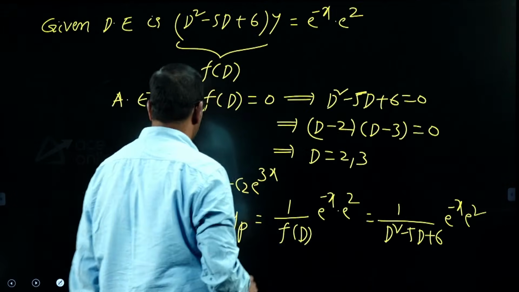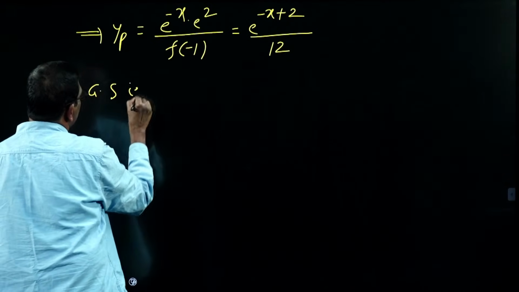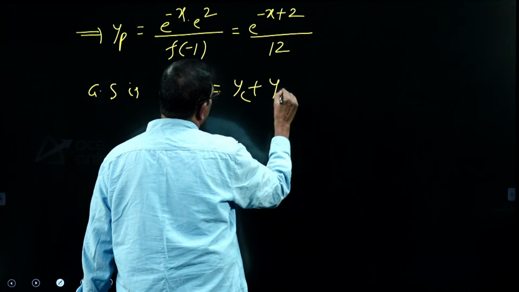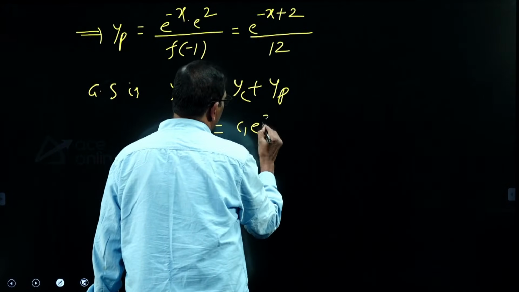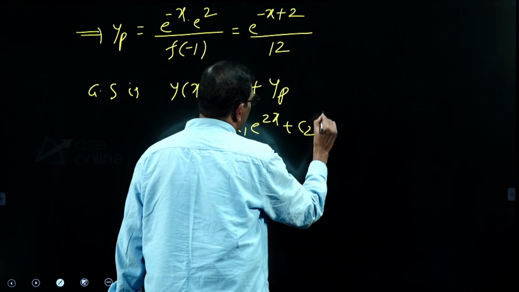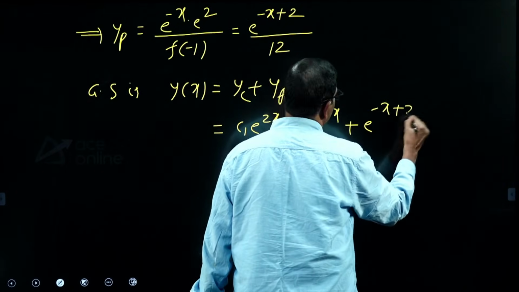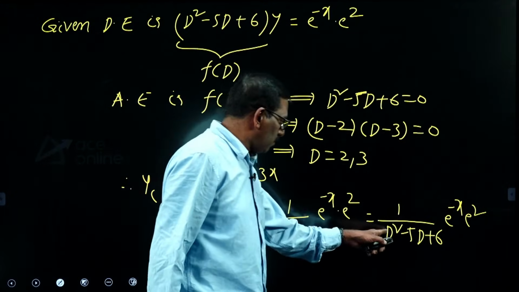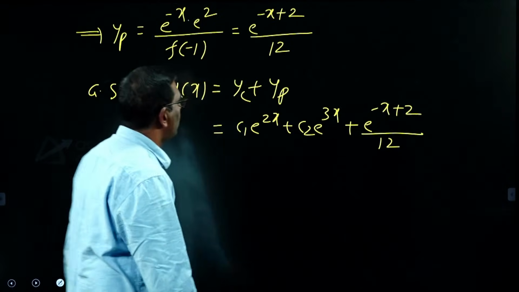Is there any mistake in this? 7 plus 5, 12. Therefore, the general solution is y of x is equal to Yc plus Yp. What is Yc? c1 e power 2x plus c2 e power 3x plus e power minus x plus 2 by 12. Any mistake? Clear or not? Minus 1, that is 1 plus 6, 7. 7 plus 5, yes, 12, correct.